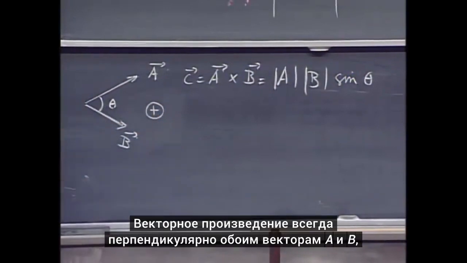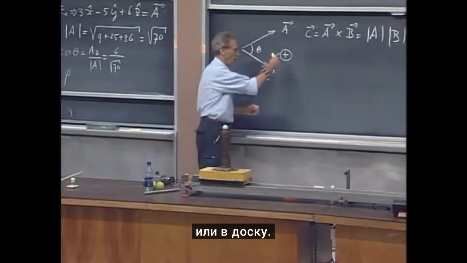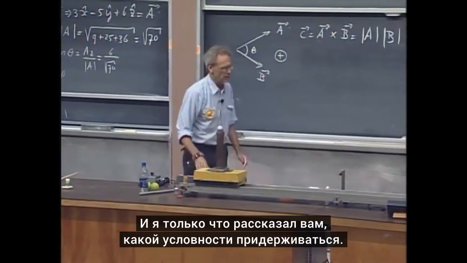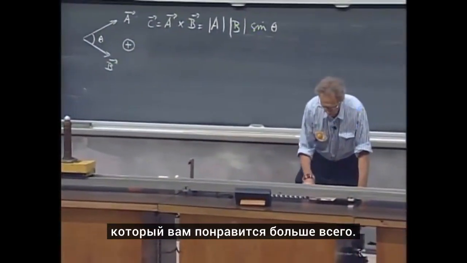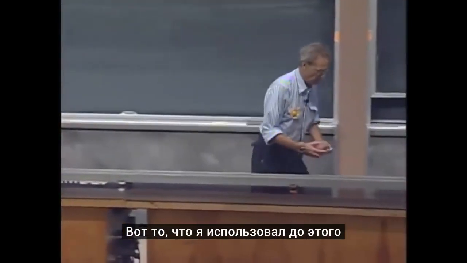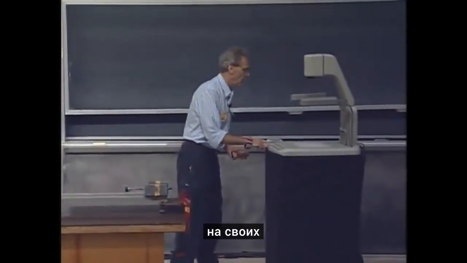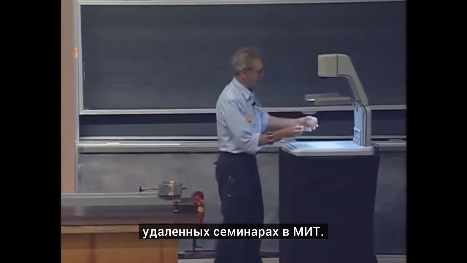A cross product is always perpendicular to both A and B, but it leaves you with two choices. It can either come out of the blackboard or it can go in the blackboard. And I just told you which convention to use. And I want to show that to you in a way that may appeal to you more. This is what I have used before on my television help sessions that I've given at MIT.